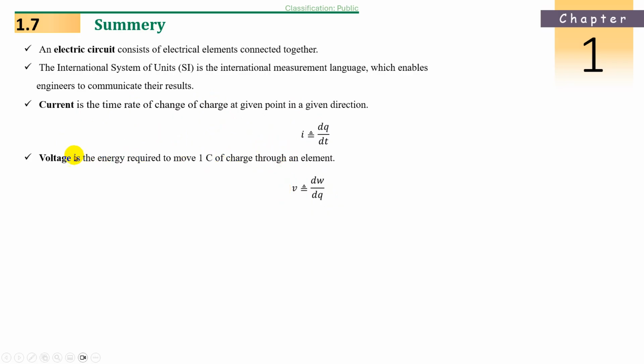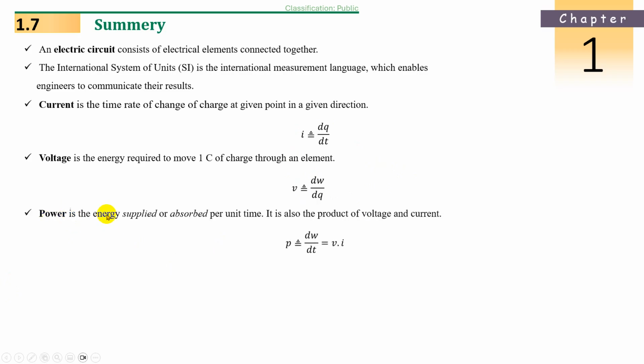Or another definition: a voltage is the energy required to move 1 coulomb of charge through an element. So dW by dQ, where W is your energy, Q is your charge. Now multiply V and I, dQ will cancel, and dW by dt, the time rate of change of energy.